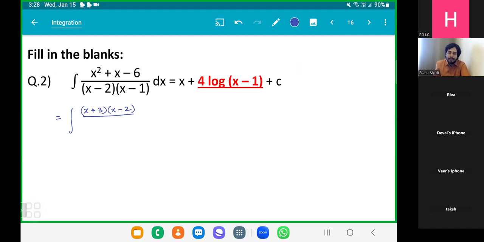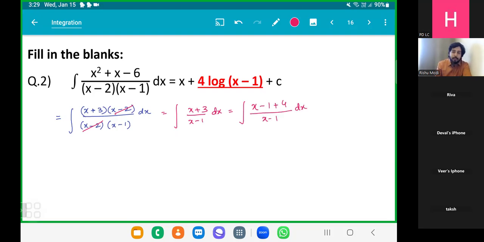You will get x squared plus 3x minus 2x, which is x, and 3 twos are minus 6, upon x minus 2, x minus 1. x minus 2 gets cancelled. We have x plus 3 upon x minus 1. What is the rule of integration? If the degree of numerator and degree of denominator are the same, try to bring the numerator same as the denominator. What do I mean by this? I will write the numerator as x minus 1 plus 4 upon x minus 1. So we try to bring the numerator same as the denominator.